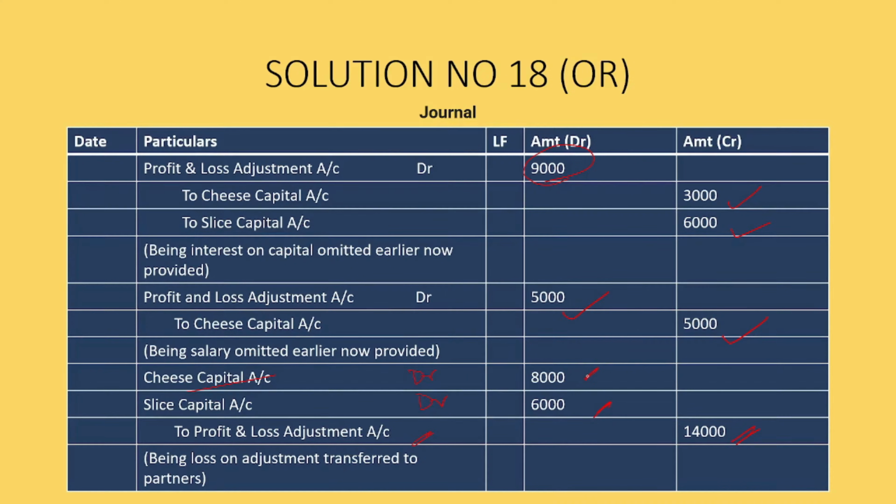Let's have a quick check. We have 3,000 over here and 5,000 over here, so Cheese's capital will be credited 8,000, and in Slice's capital we will have 6,000. The sum total of these two gives us 14,000. So this is the final entry, and this is the major entry that you need to keep in mind.